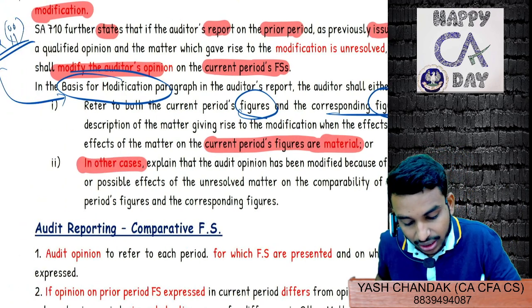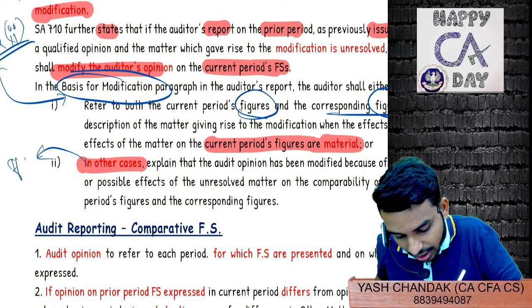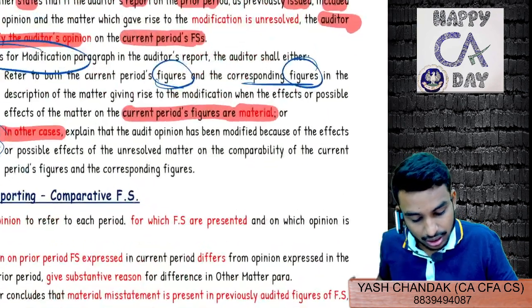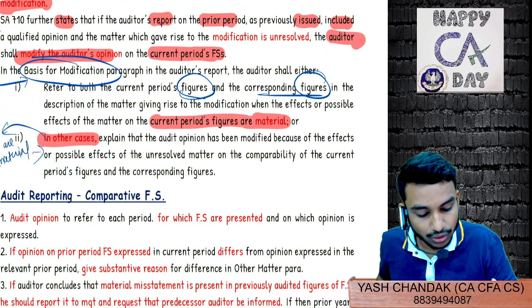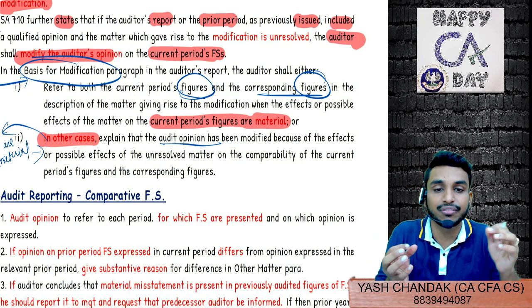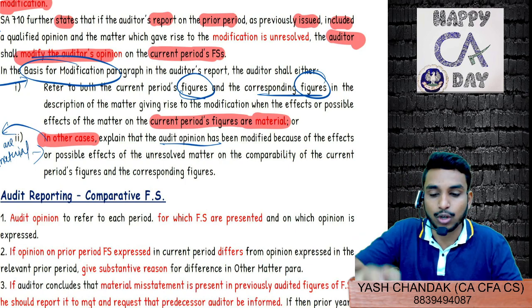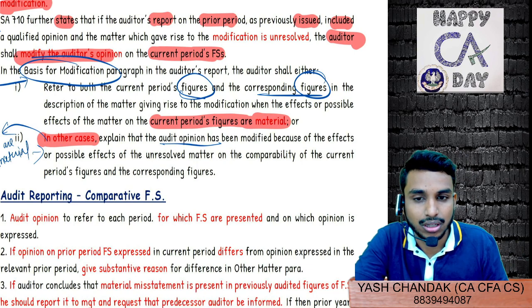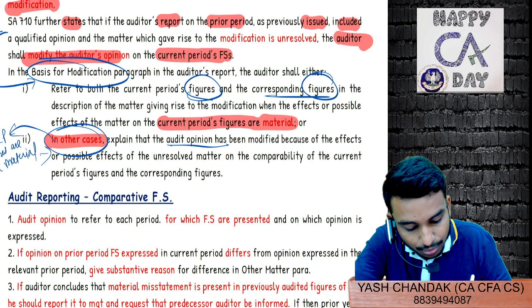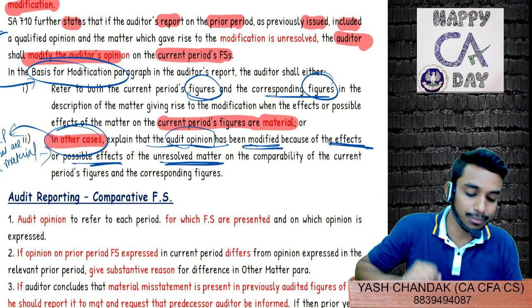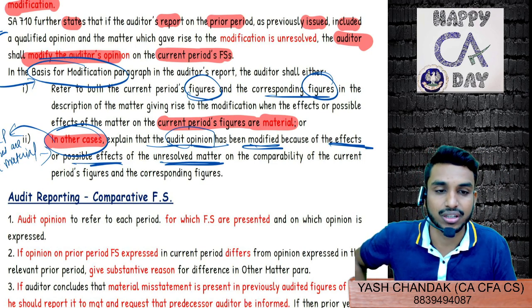However, in other cases, that means what? If the current period figures are not material, then you will just say what? That because of the mismatch between prior period and current period, we are modifying our opinion. So in other cases, you explain that the audit opinion has been modified because of the effects or possible effects of the unresolved matter on the comparability of the current period figures and corresponding figures.